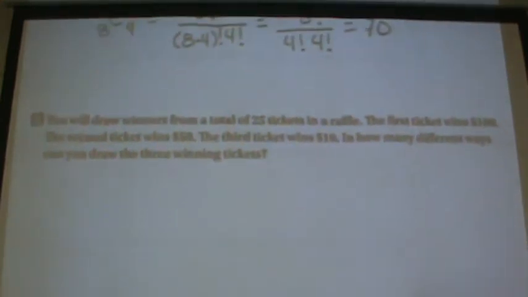And for problem B, you will draw winners from a total of 25 tickets in a raffle. The first ticket wins $100, the second ticket wins $50, the third ticket wins $10. In how many different ways can you draw the 3 winning tickets? So for letter B, does order matter? Yeah. Why does order matter? Because you win different amounts for which place you're in. So if you're picked third, you only win $10, but if you're picked first, you win $100.